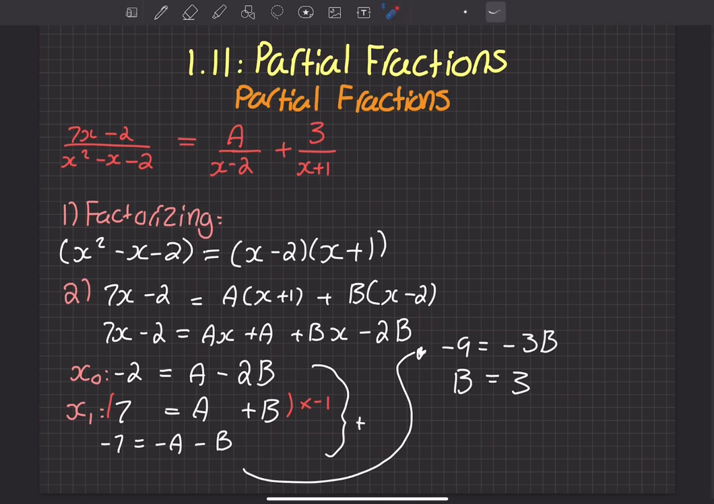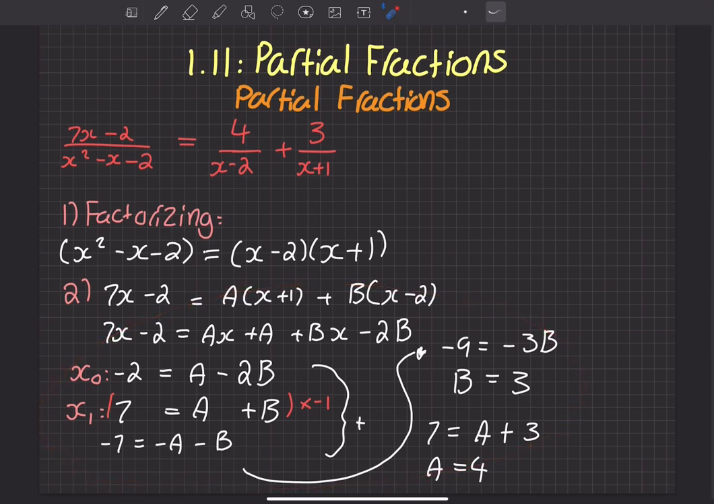Well, we just substitute b equals 3 into this equation, okay? Or the other one. Actually, let's do the other one because it's nicer. So we'll have 7 equals a plus b, where b is 3. So a is 4, right? So a is 4. And this is how I would do partial fractions.